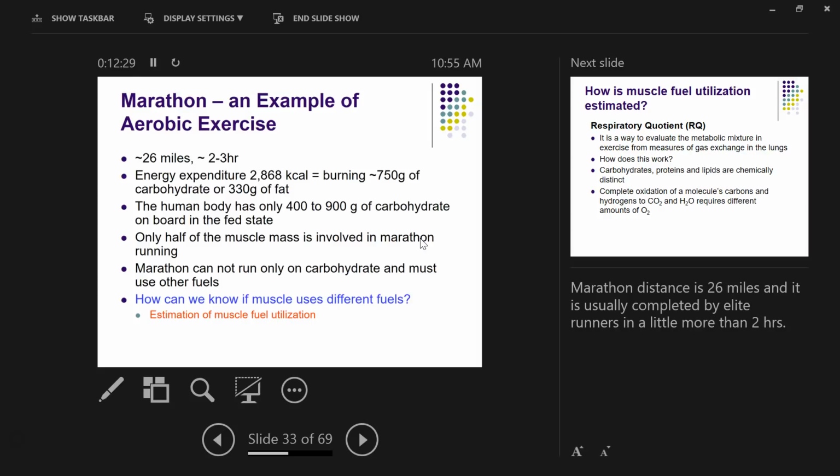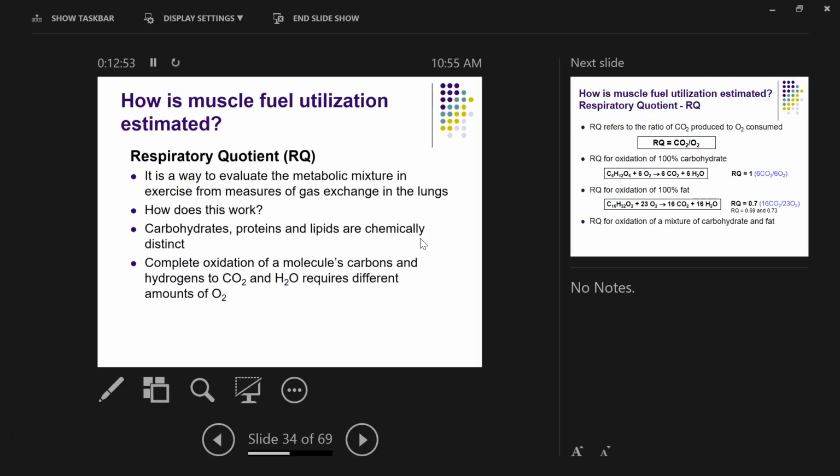So how can we know or estimate whether our muscle uses different fuels, whether carbohydrate versus fat or a mix? For this, we have a method or equation to estimate the fuel utilization in the muscle. This is called the respiratory quotient, RQ. So RQ is a measurement of fuel utilization, to tell us whether our muscle utilizes carbohydrate more, or fat more, or a mix. So how does this work? How can we measure or calculate the RQ?